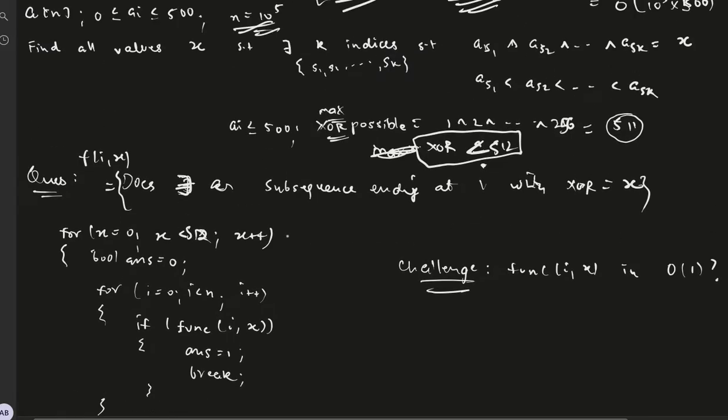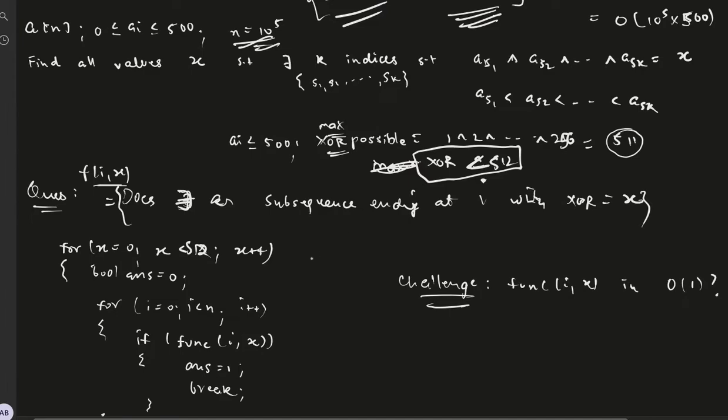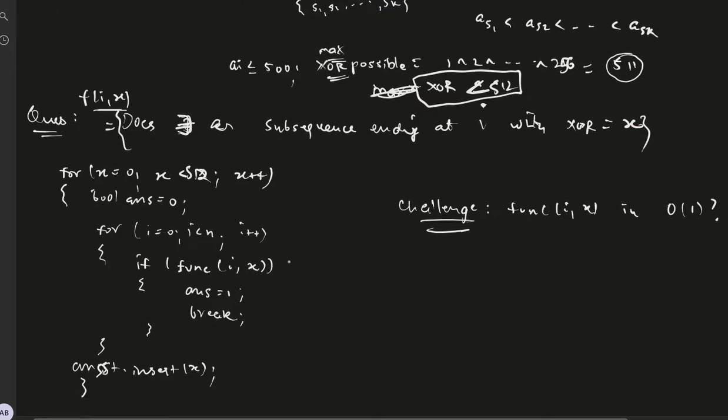Okay, now we have these two observations. If we are able to answer the query, does there exist a subsequence ending at i with XOR equal to x, let's call this f(i, x), in order of 1, then there exists a straightforward solution with complexity order of n times 500, which is given by this pseudocode. Now, the only thing left is to find this function f(i, x) in order of 1. How do we do that?